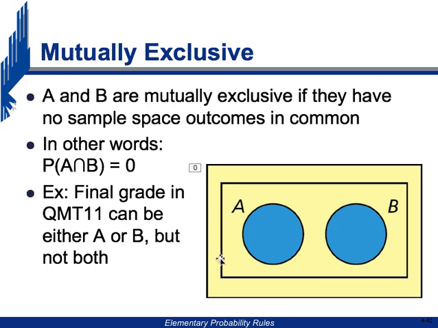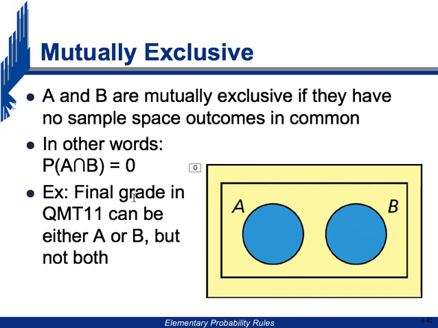In this visual representation, the box represents the sample space. This is event A and this is event B. As you can see here, the two do not intersect. There is no outcome that is part of A and B at the same time, making these two events mutually exclusive.